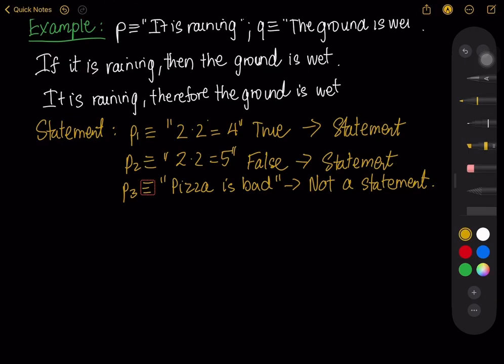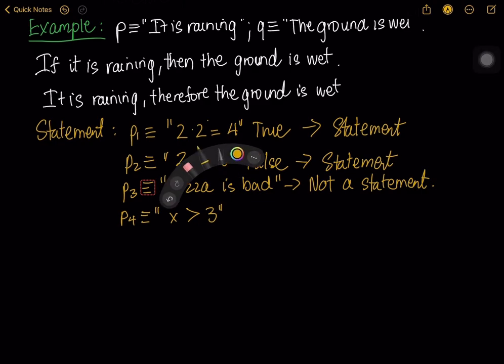Okay, so let's do one more. Let's say x is greater than 3. Is it true or is it false? Or neither? Neither, right? We don't know if it's true or false. If we just know that x is greater than 3, we don't have anything else. How can we know if it's true or false? So this is also not a statement.